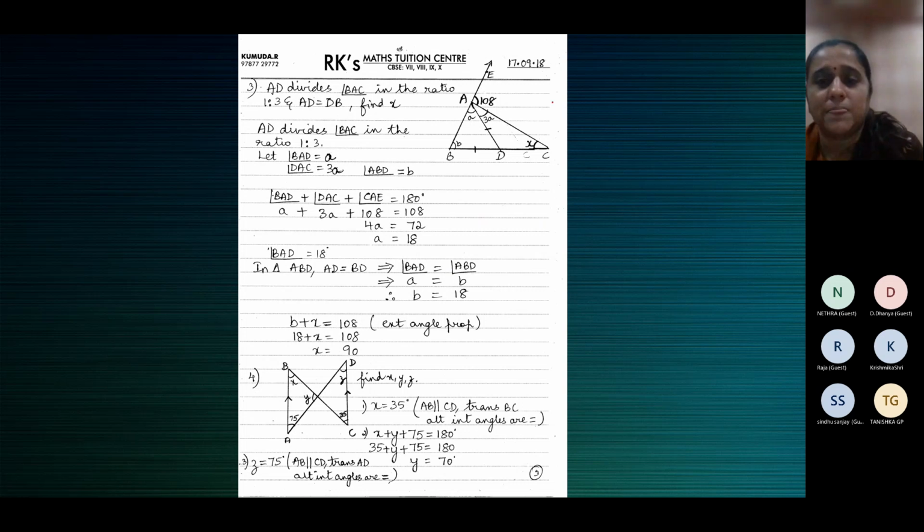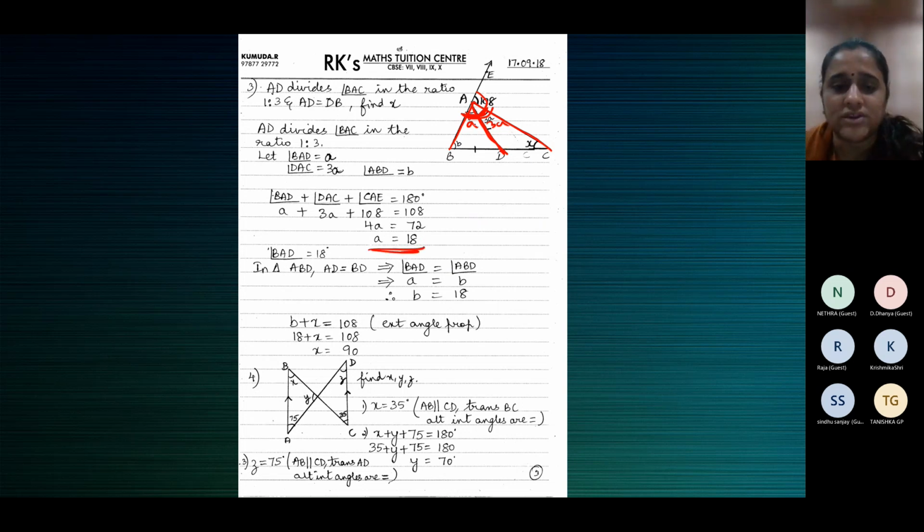So what do we do here? The ratio here is 1:3. AD divides the angle BAC in the ratio 1:3. So this one is A and this is 3A. So first we do 108 plus 3A plus A is equal to 180, and we find the value of A.